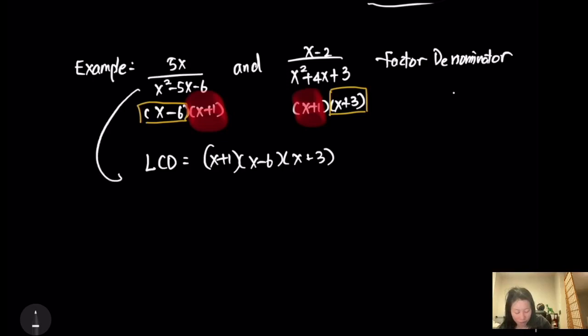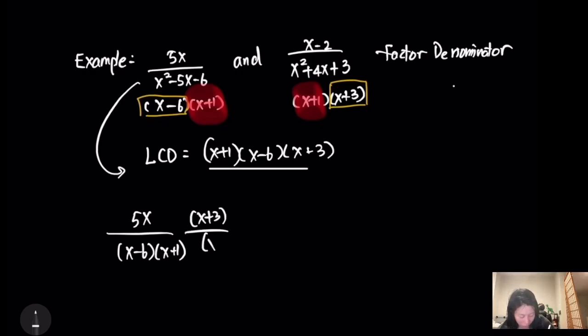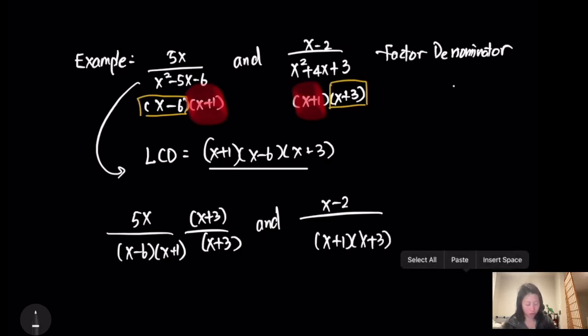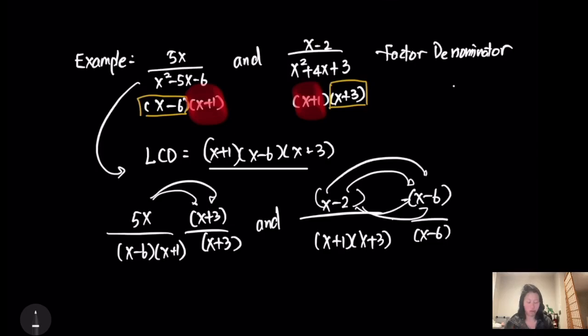When you try to attain the least common denominator for each fraction, you just need to multiply what they're missing. Like 5x over x minus 6 times x plus 1. The common denominator is this one, so you're missing x plus 3. So I need to multiply x plus 3 on the top and bottom. Similarly, for the second fraction, I have x plus 1, x plus 3. So the piece I'm missing is x minus 6. Once I multiply this part, then you will have a common denominator. After you multiply it, you can either simplify it by distributing the 5x inside, where you will have a FOIL operation, or you can just leave it as is.